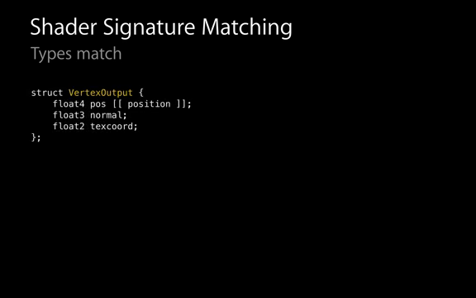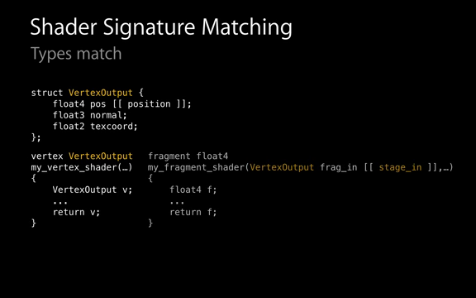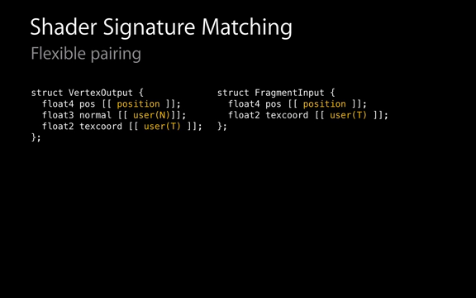All right. So you've written a vertex shader and a fragment shader. I want to pair them because I can't create a render pipeline without it. So how do I pair? What are the rules? The simplest rule is the types match. That means the return type of the vertex shader is the input to the fragment shader. So in this example, that's what it is. And this will always pair. Okay? But that's boring.